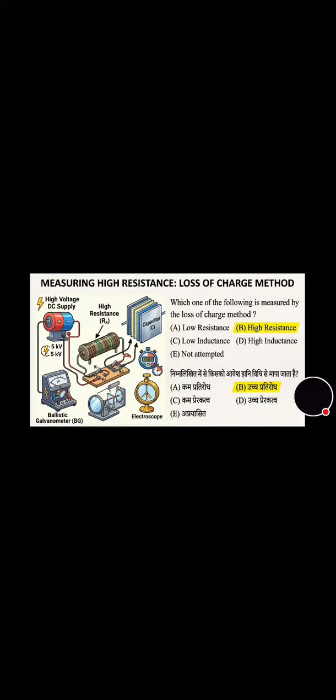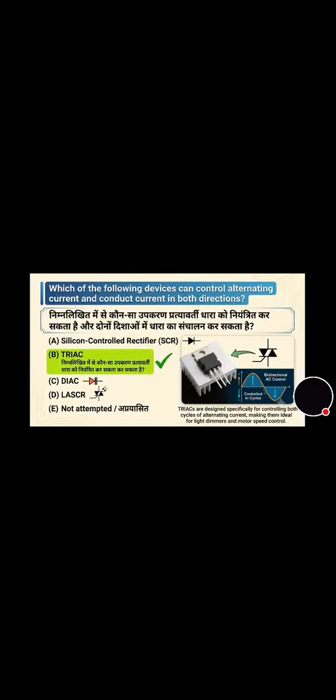And now next question, which of the following devices can control alternating current and conduct current in both directions. And इसका correct answer है option B, triac. This is also a very important question.